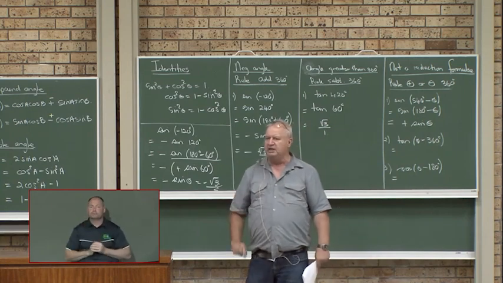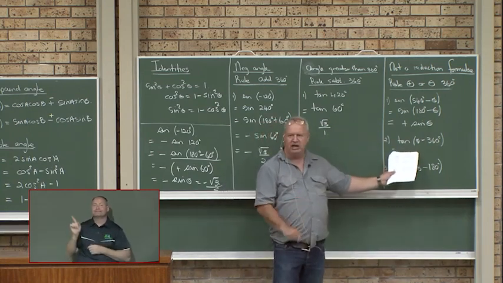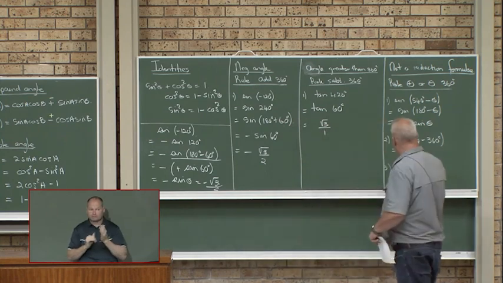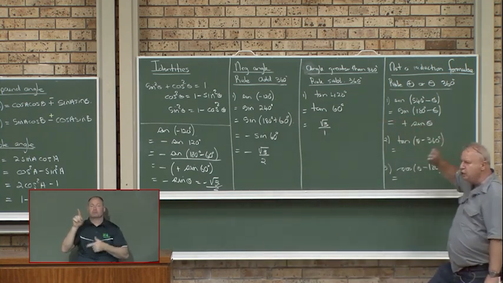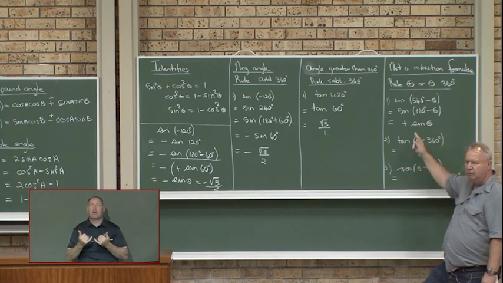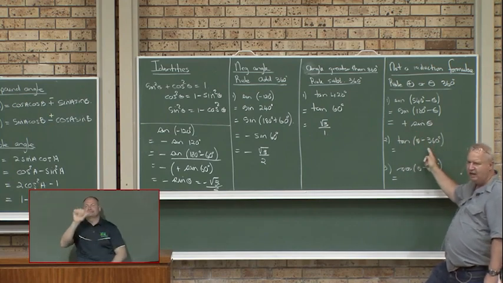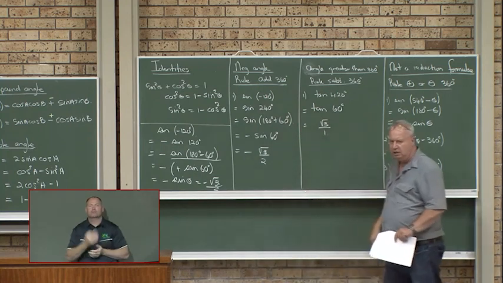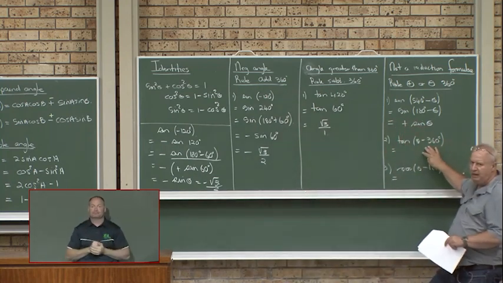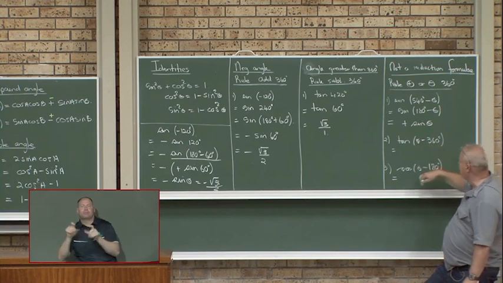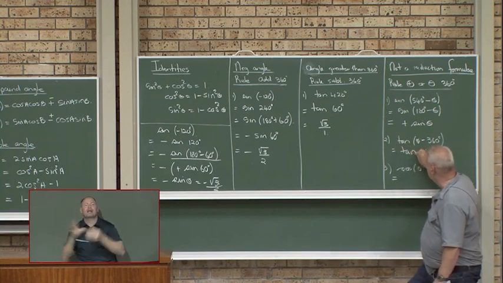Or you can just say, this is not a reduction formula. Must I add or subtract? Because theta is an acute angle, an angle between 0 and 90, minus 360 is a negative angle. And how do I work with a negative angle? I add 360. So this is not a reduction formula. I must add or subtract. What do I do? I add 360. It becomes the tan of theta.